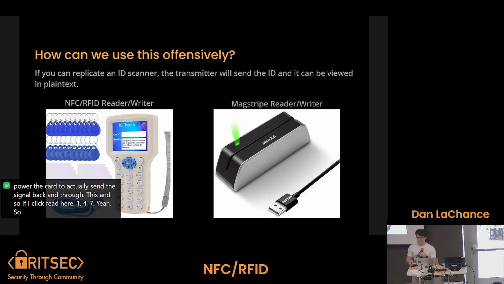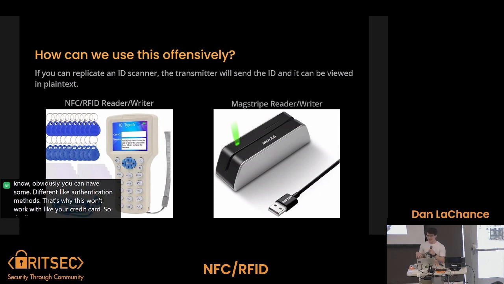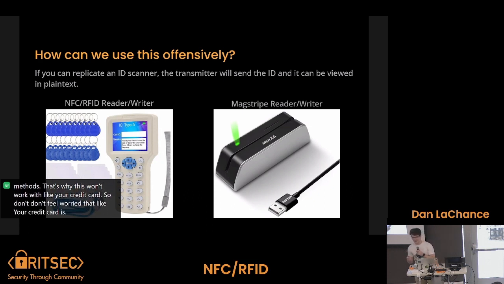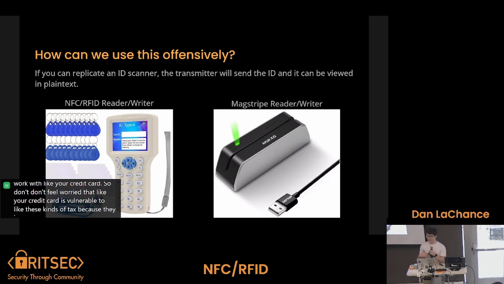That's just a random number that I put on there on a whim. So you could basically just read one of these, grab a blank card. This is a different card, by the way. I know it looks the same, but it's different. So put that in there, and then I can hit write. And now anything that would have opened with this card will now open with this one. Obviously you can have different authentication methods. That's why this won't work with your credit card. So don't feel worried that your credit card is vulnerable to these kinds of attacks, because they have different safety measures built into that.